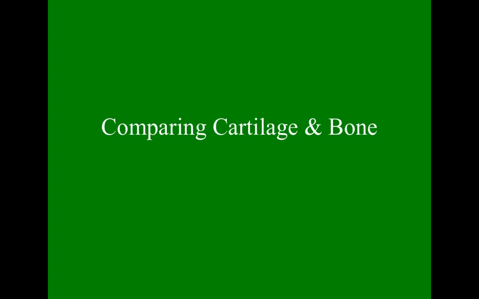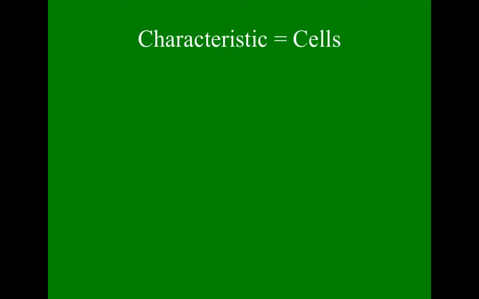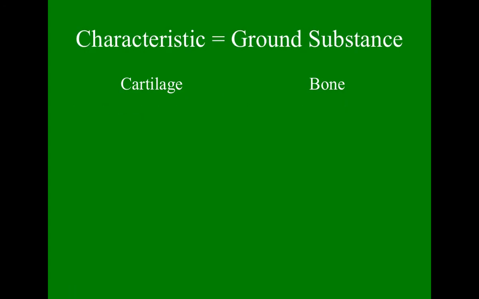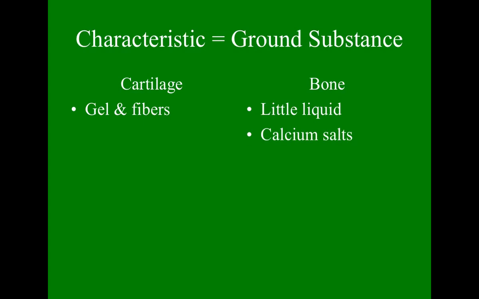Now, because bone and cartilage are so closely related, and we typically associate them with each other, I want to take a minute to actually compare them. So the first characteristic that we're going to compare are the cells. In cartilage, we have chondrocytes that exist in little pools called lacunae. And in bone, we also have lacunae, but their cells are called osteocytes. So anytime we have this term chondro, we're referring to cartilage. Anytime we have the term osteo, it is referring to bone. Ground substance. The cartilage has gel and fibers, whereas the bone has very little liquid compared to cartilage and calcium salts.